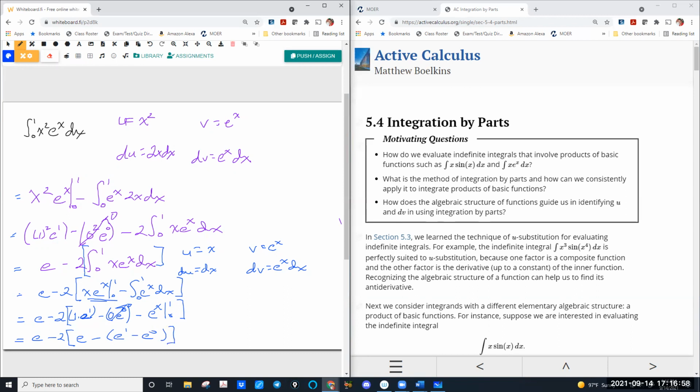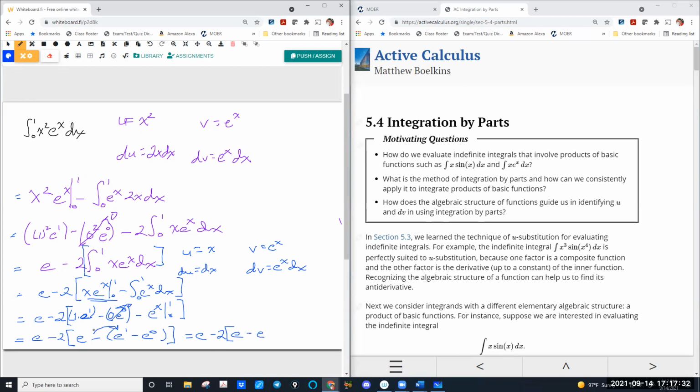And I hope you guys can see how important these parentheses are because of this minus. It's why the bookkeeping is so important on integration by parts. Because of this minus in the formula, we're constantly having to distribute that negative. So let's do it from the inside out so we don't miss a step. First thing I'm going to do, I'm going to distribute this minus. So I have e minus e.